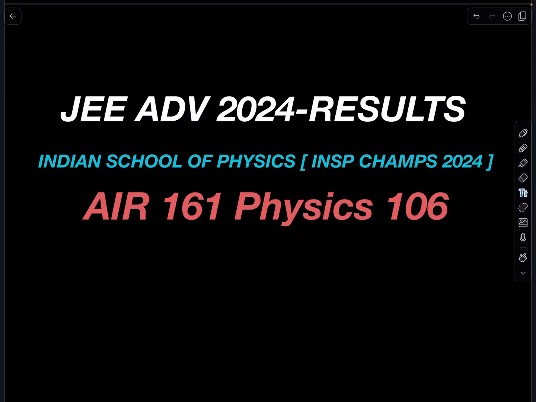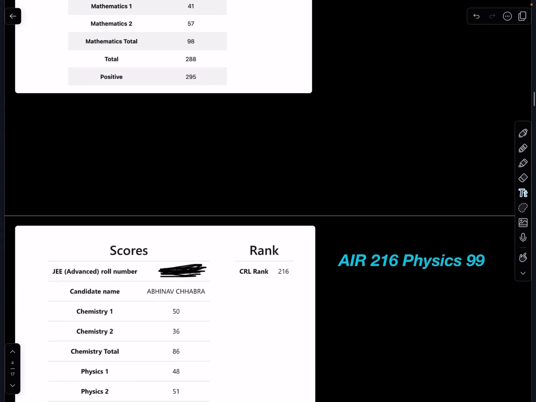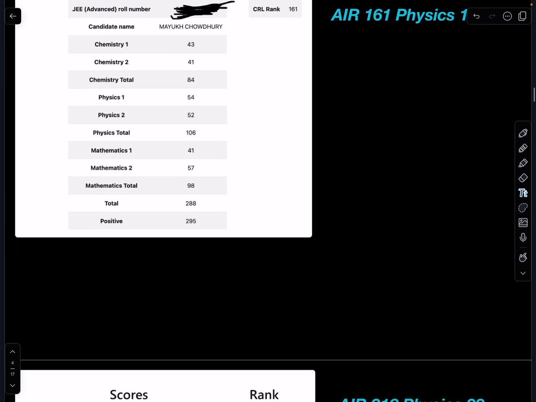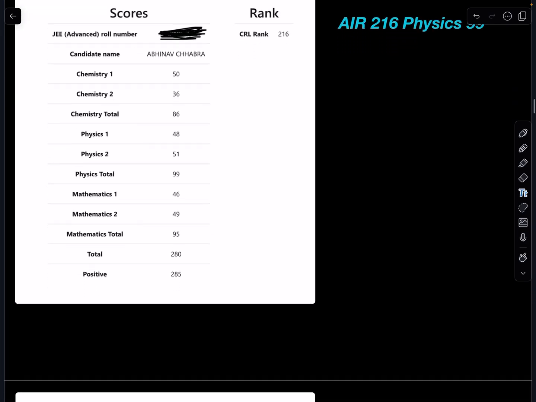So I'll just brief you about some of our INSP students who have done a very good job in JEE Advanced 2024. The best result is from Mayuk Chaudhary, All India rank 161, and in physics a wonderful score of 105 106. By the way, Mayuk was part of the INSP CHAMS program, and he was an old student from Unacademy as well. Then Abhinav Chabra, he got All India rank of 216, and physics score is 99. Abhinav is a 1 year INSP regular student, exam portal student, and then part of the CHAMS program as well.